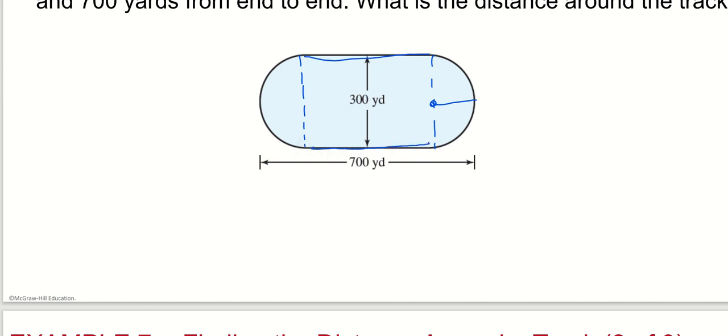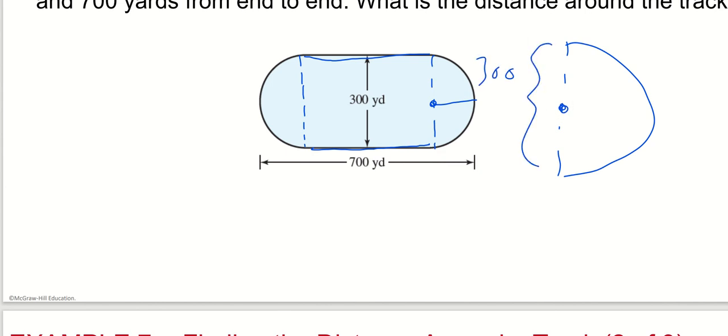To figure that part out, let's take a look at this. Notice that it's 300 yards all the way across, which means that if I'm looking at this circular arc, for example, from here to here, that means that this is 300 yards, or that the radius would be 150 because it's half of that 300. But if I draw a radius in this direction, this would also be 150. So it's 150 from this point to the edge, and it's also 150 from this point to the edge.